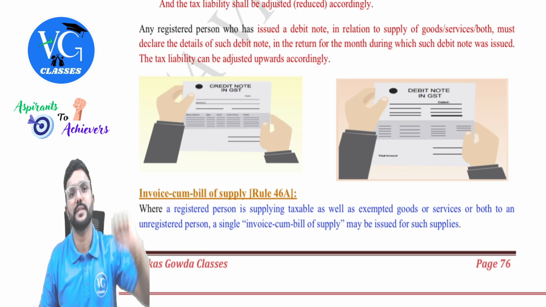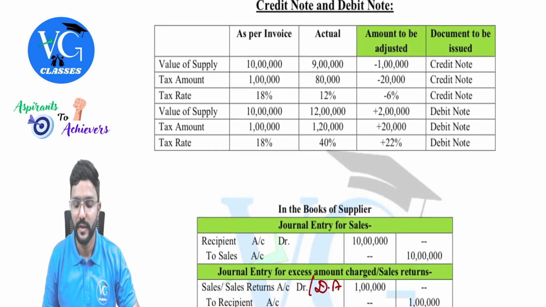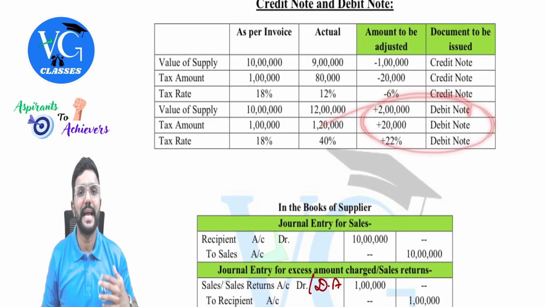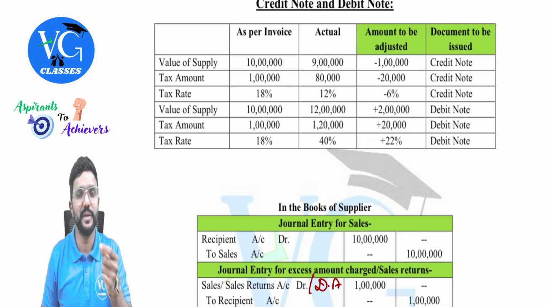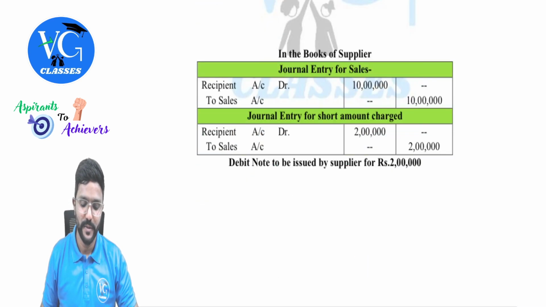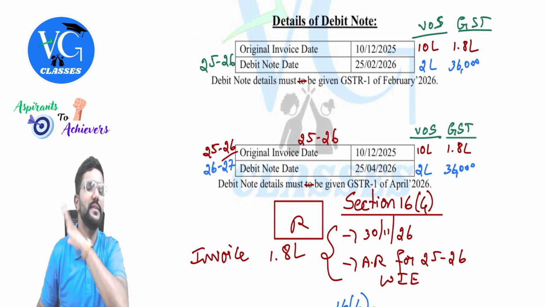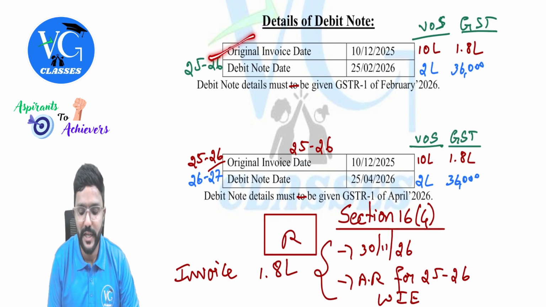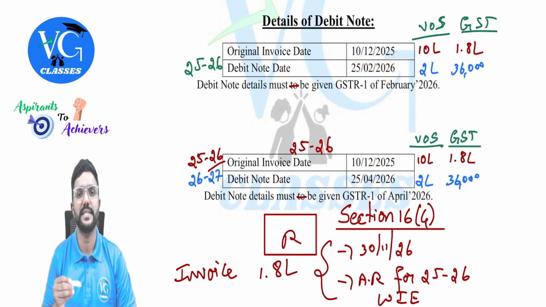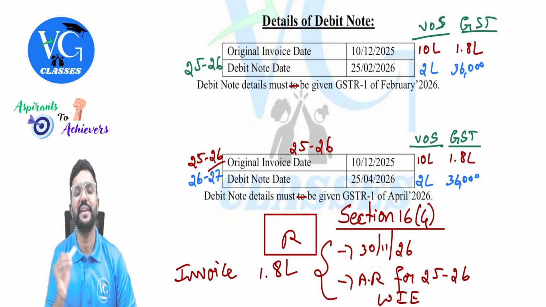So the tax liability of a person will increase. So you can just see here, because of debit note, will our tax liability increase or decrease? It will increase, which will bring more revenue to the government. So whenever debit note is issued, the details has to be given in same month GSTR 1, guys. Let us discuss. Assume the original invoice was issued in December, that is 10th December 2025. Whereas with respect to this invoice, a debit note is issued on 25th February 2026.